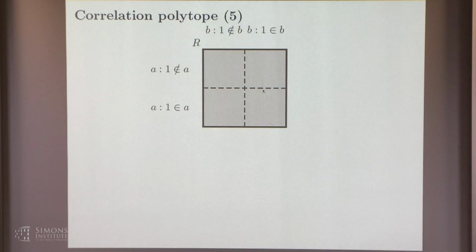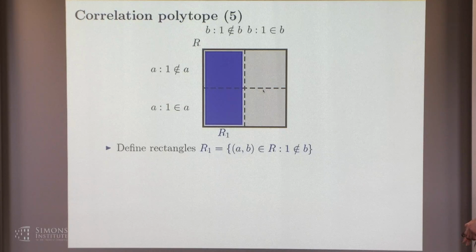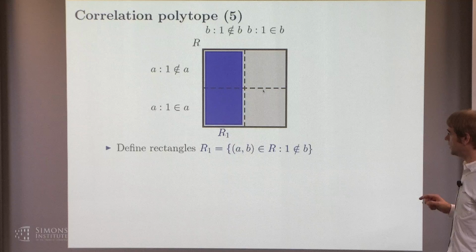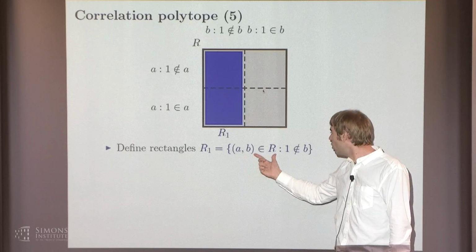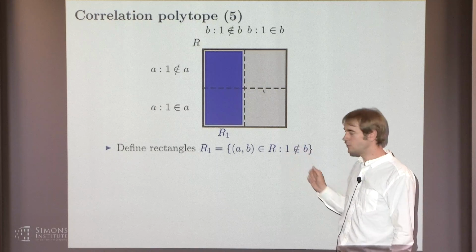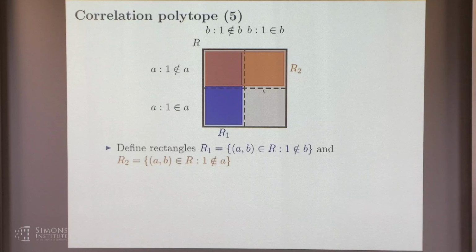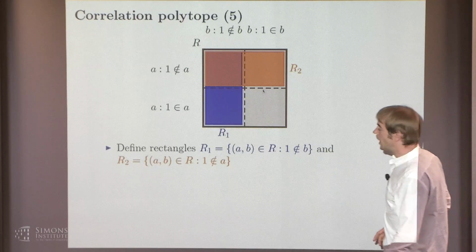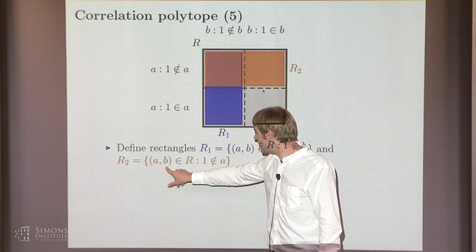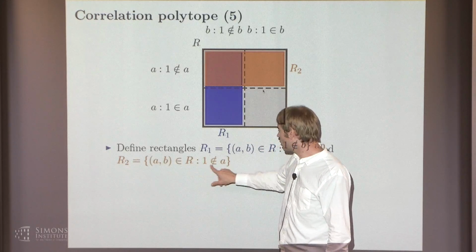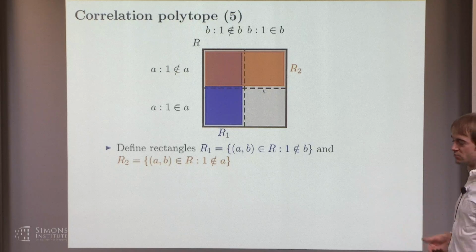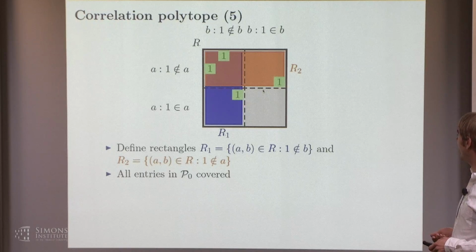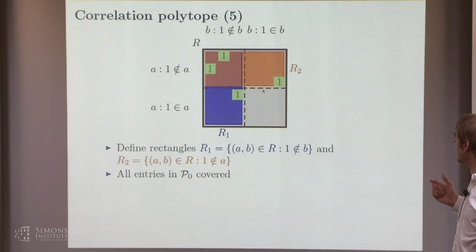OK, so you want to prove things by induction. So we'll define another rectangle, a smaller one. It's a subset of our rectangle where we take only the B's that don't contain 1. Similarly, we define a second rectangle where we take all the pairs AB in our rectangle where 1 is not contained in A. So the bound you want to prove by induction is 2 to the n. You split your problem into 2 parts.